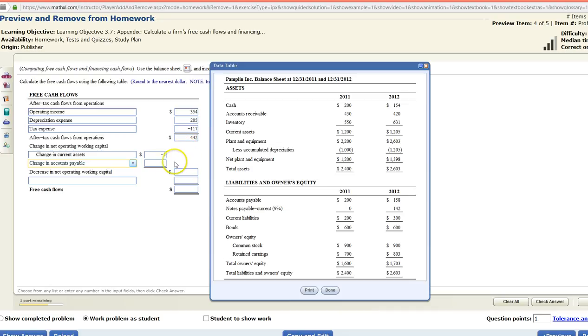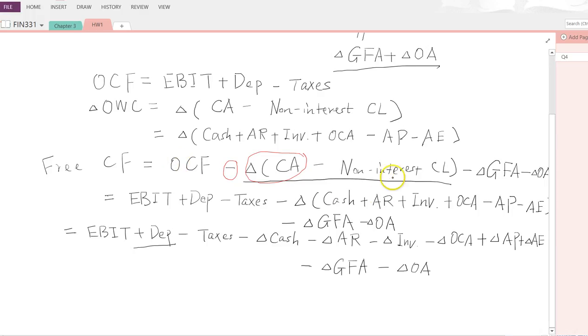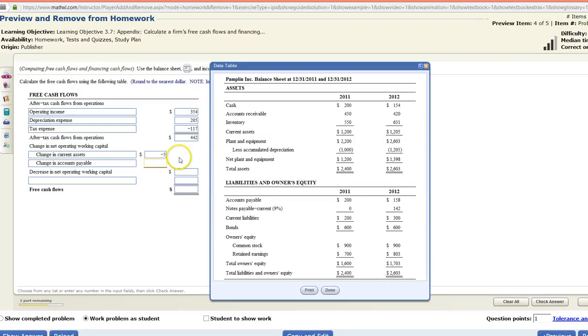And negative 42, do we need to put the negative sign in front of it? No. Going back to this formula, we have negative and negative becomes positive, right? So we need to simply take the difference without adding the negative sign. So that's the negative 42.